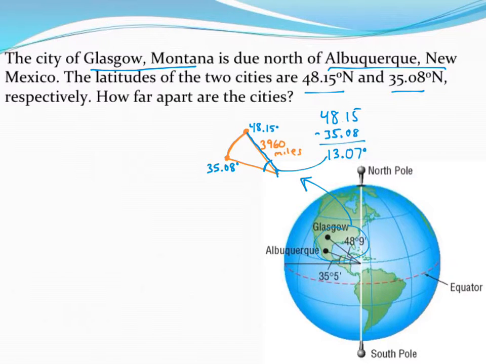Now remember, for our formula to work, remember arc length was equal to the radius, which we have, times theta, the angle. But that angle must be measured in radians. So even though we know the angle is 13.07 degrees, I need to convert that into radians. So the way we've done that is let's divide that by 180 and then multiply by pi.